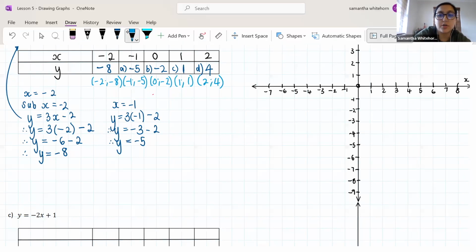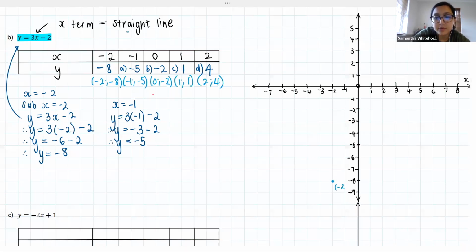Alrighty. So -2 on the x, all the way down to -8 on my y. So there's my first coordinate. Second coordinate was -1, -5. So -1 on the x, all the way down to -5 on the y. Plot my point.